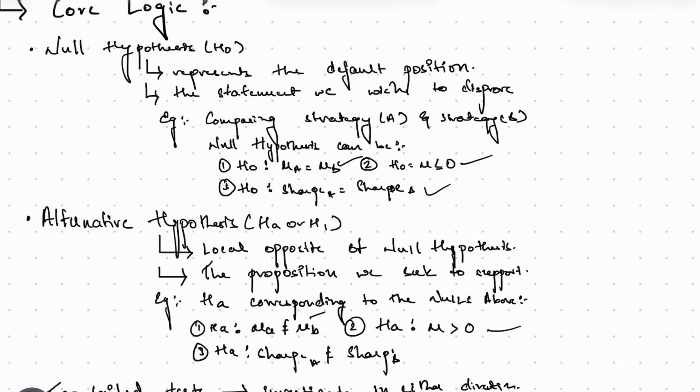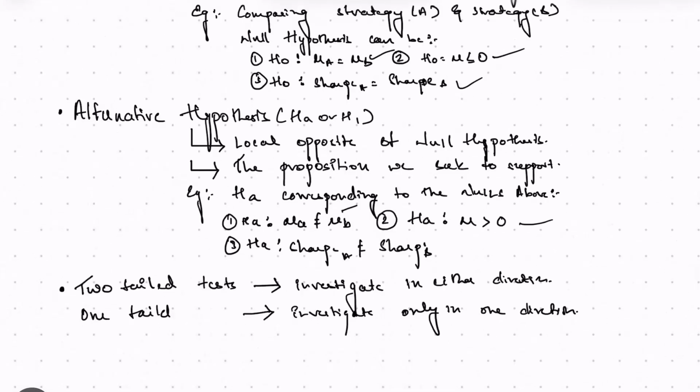The formulation of the alternative hypothesis also determines whether the test is one-tailed or two-tailed. A two-tailed test investigates a difference in either direction, which is appropriate when the analyst has no prior expectation about which strategy might be superior. A one-tailed test is more specific and powerful and is used when there is a strong directional theory. The choice between them must be made before data is collected to maintain analytical integrity.